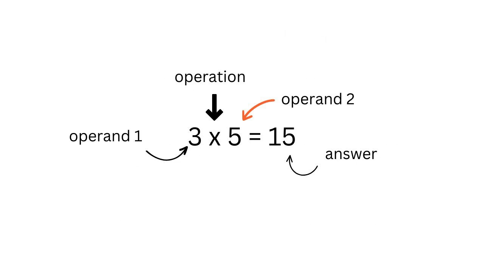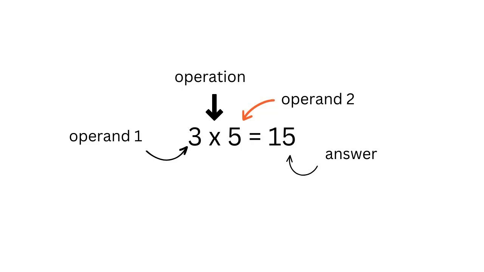Operand is just a fancy word to refer to the number before or after the operation sign. 3 multiplied by 5 is equal to 15 is also said as 3 times 5 is equal to 15. The first operand is 3, the second operand is 5, the operation is multiplication.